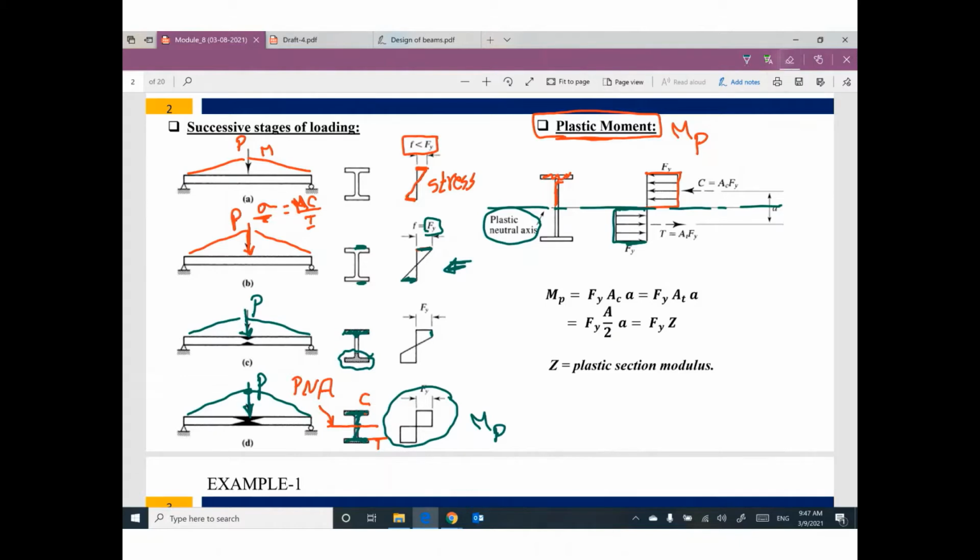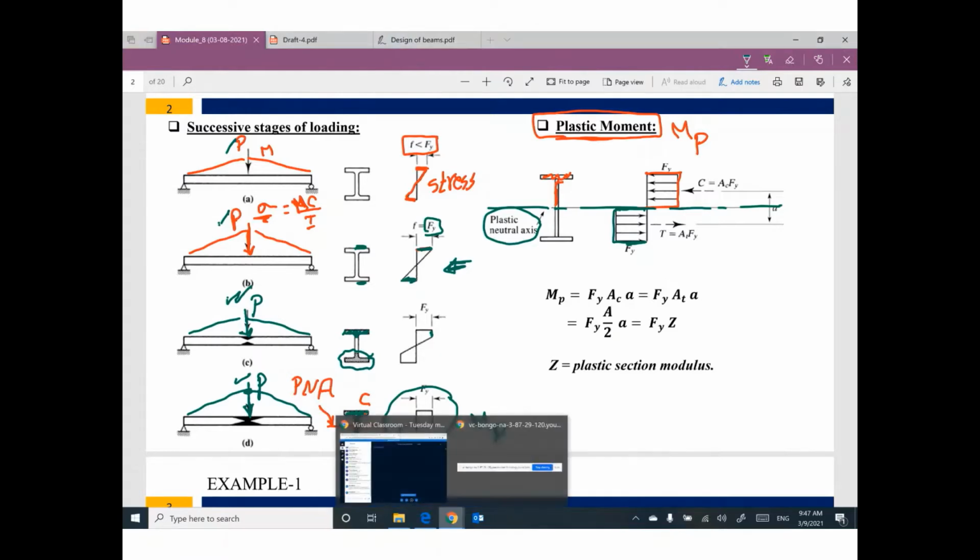And I told you we have different levels of yielding. If you have a very small load, a little bit bigger, bigger and bigger, and the maximum one causes plastic moment.